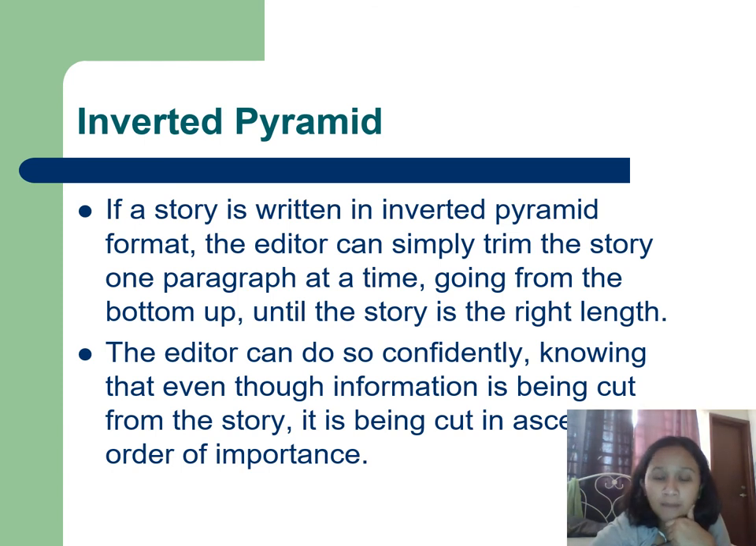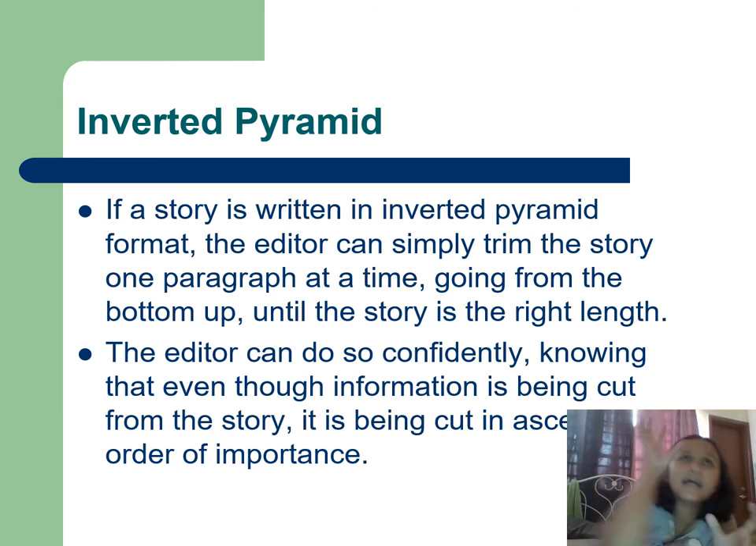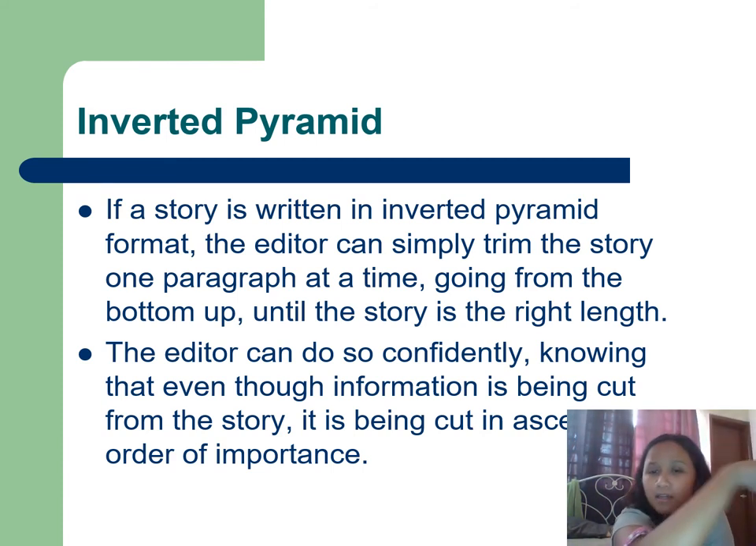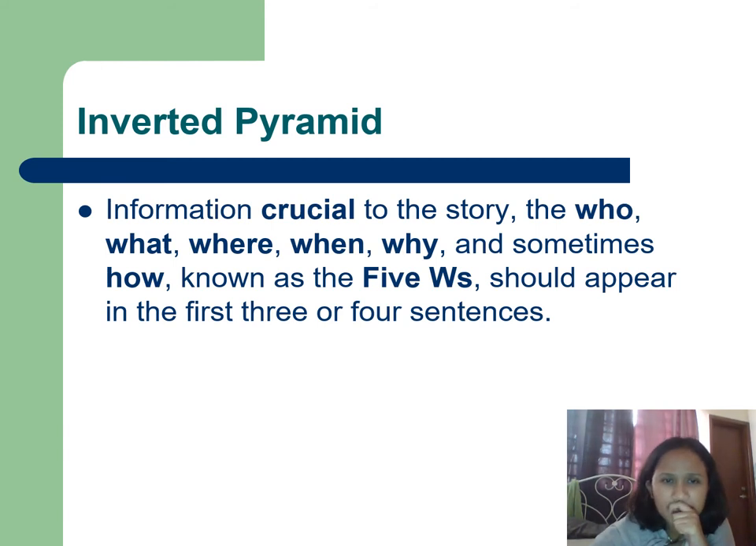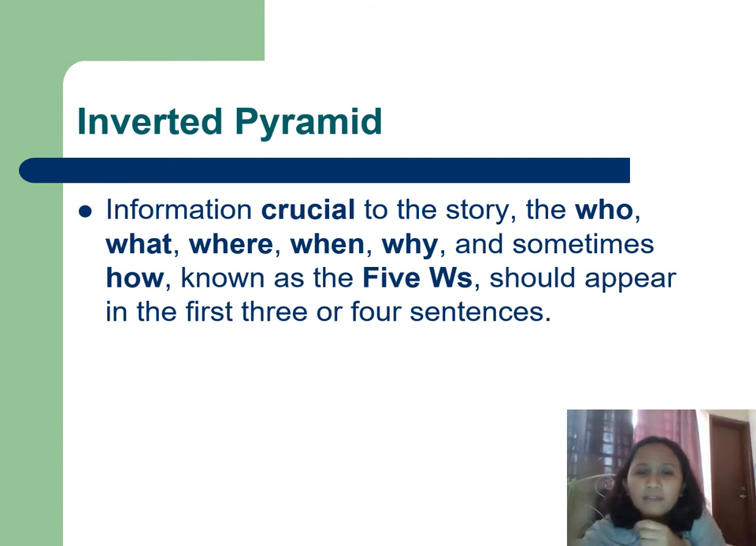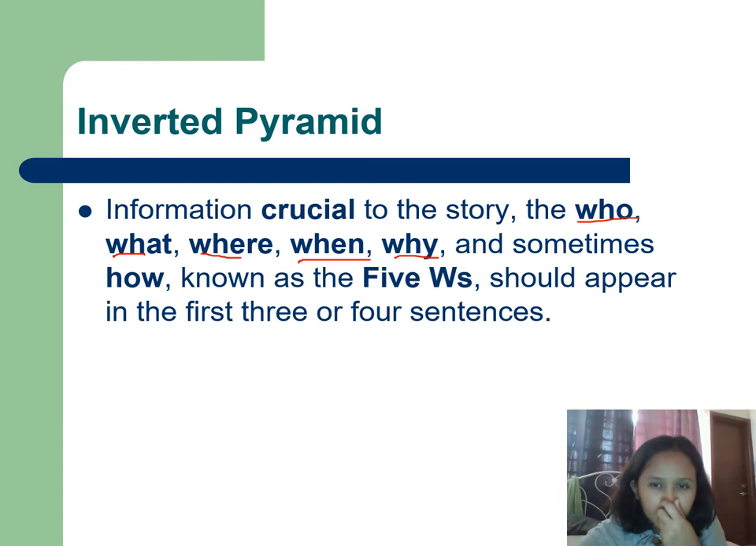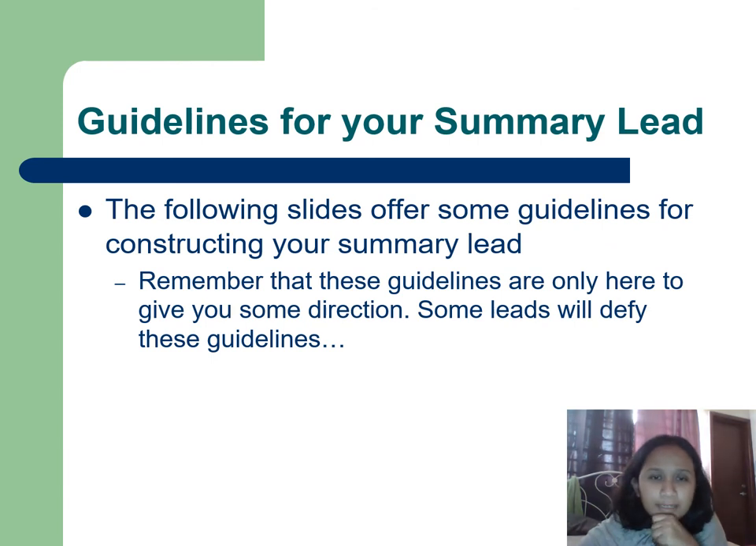So that's why you have to cram all the most important information at the very top, so that the editor wouldn't slash any important information below. Okay, and information crucial to the story, as I mentioned, is the 5W and 1H, which is who, what, where, when, and why, and sometimes how, known as the 5W and 1H. Okay, and we have guidelines for your summary lead. Some guidelines for your summary lead are only to give you direction.